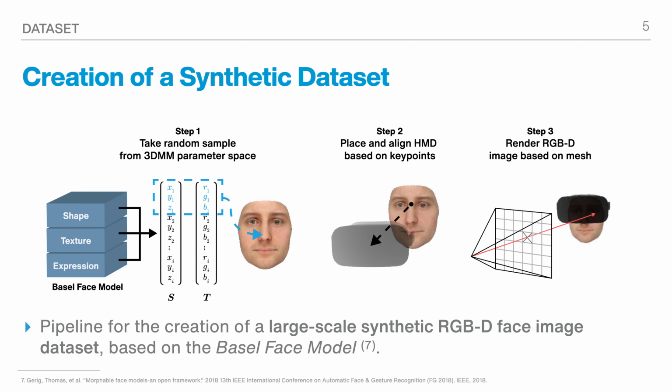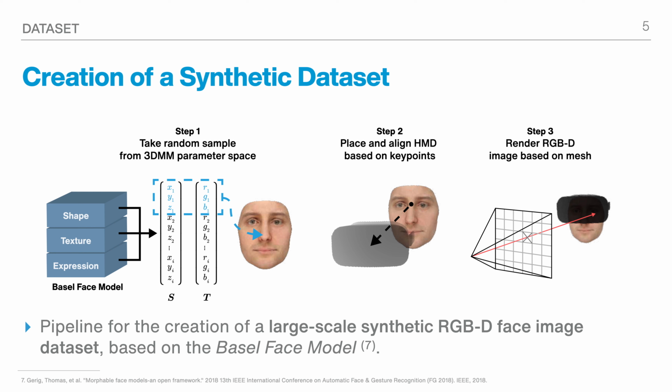In absence of a sufficiently sized RGB-D face dataset for training and evaluation, we built a pipeline for the creation of a synthetic dataset. This pipeline is based on the Basel face model, which is a parametric model built based on the facial scans of 200 different people. This parametric model allows the exact control of the shape, texture, and expression of the face, allowing us to create thousands and thousands of faces with unique identities.